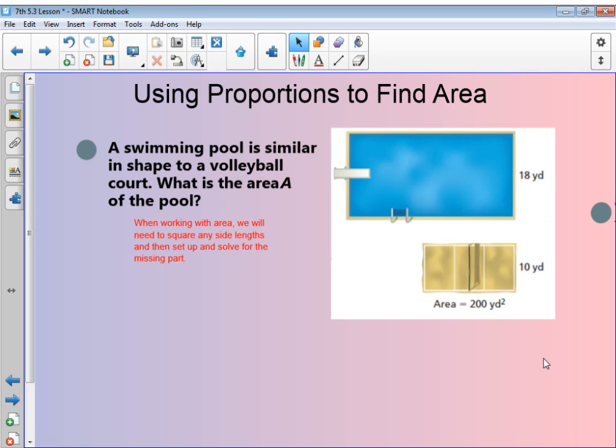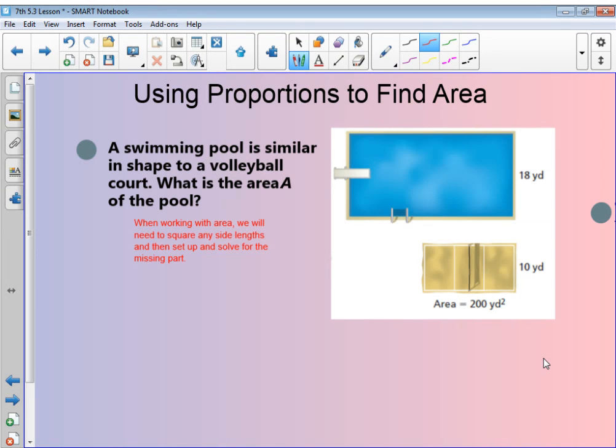So here we have a swimming pool and a volleyball court that are similar, so that means they're proportional to each other. And they want us to find the area of the swimming pool, with the given area of the volleyball court being 200 yards squared. The key thing we have to remember is that anytime we're solving for an area, just like we did in section 2, we have to square our ratio.